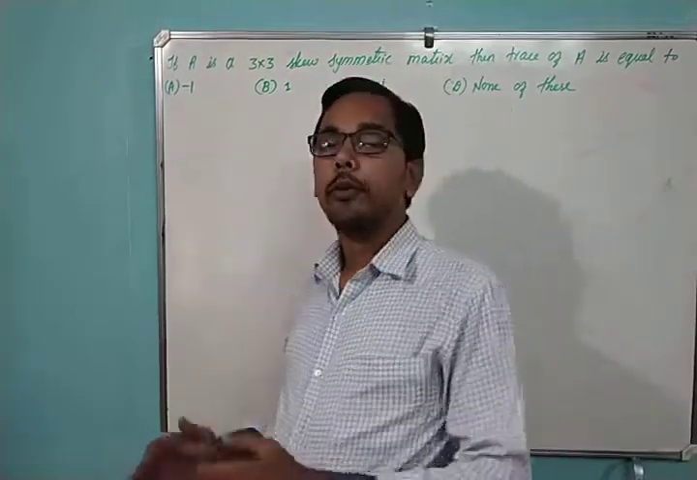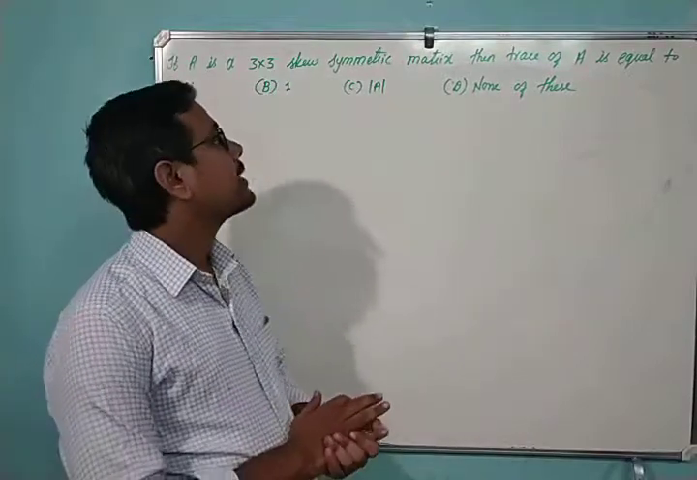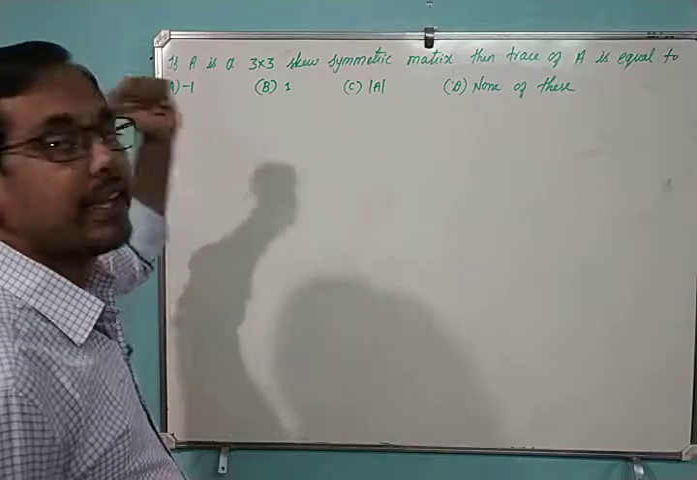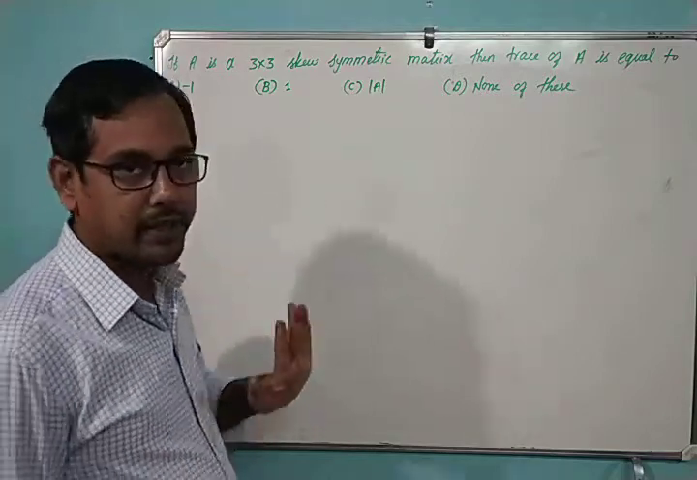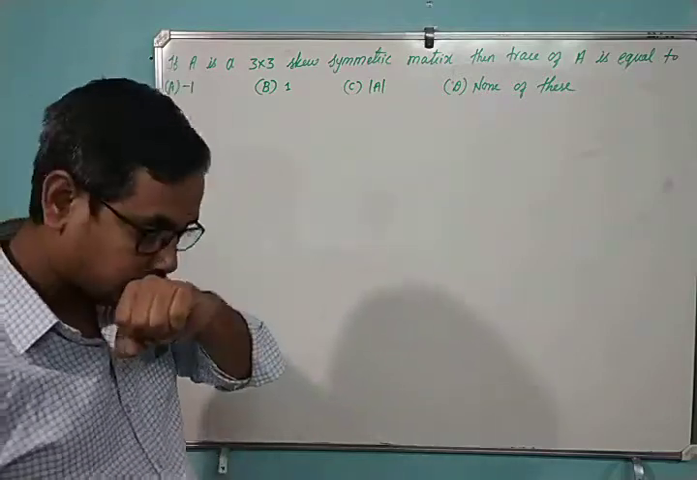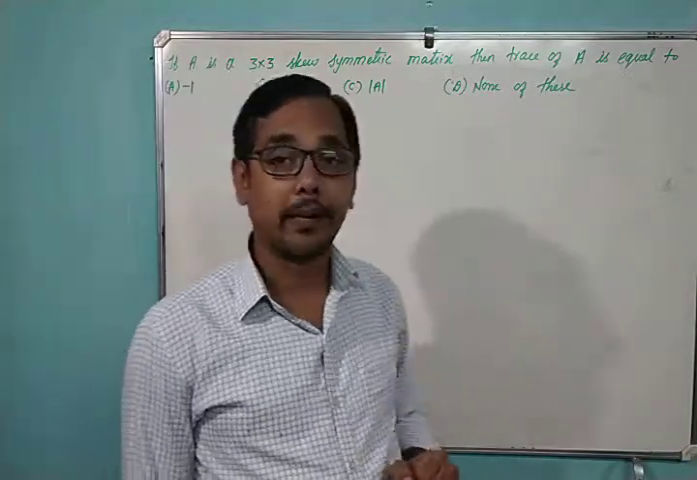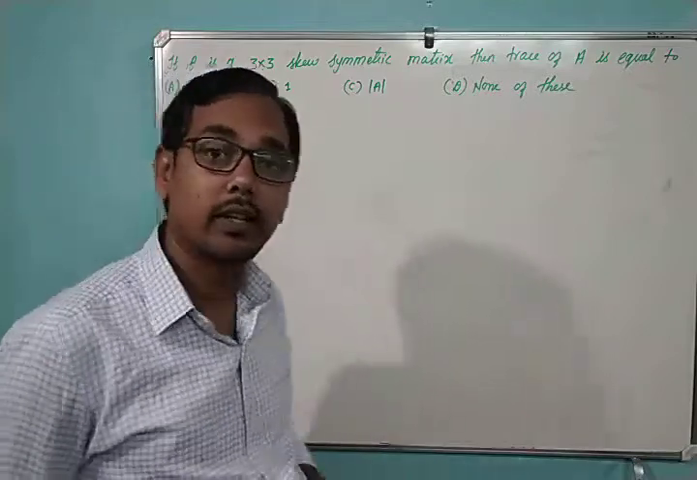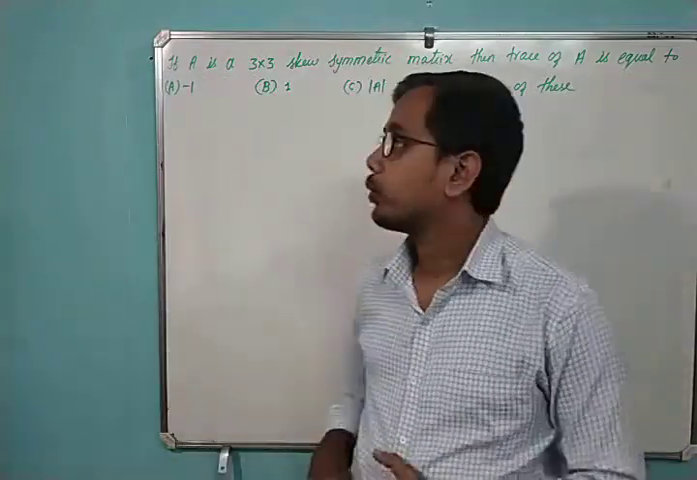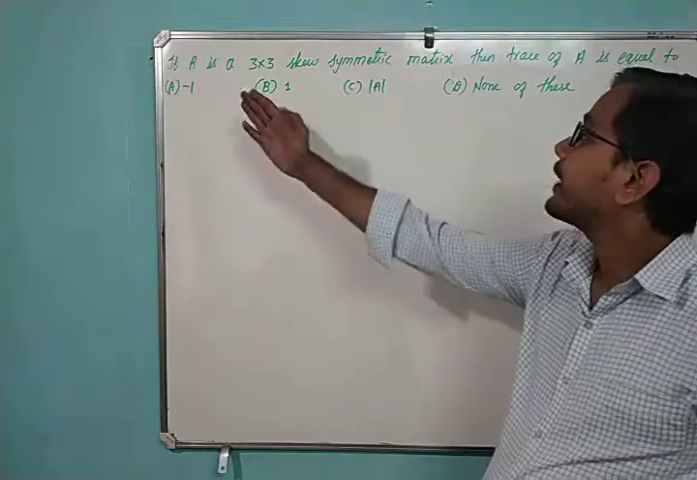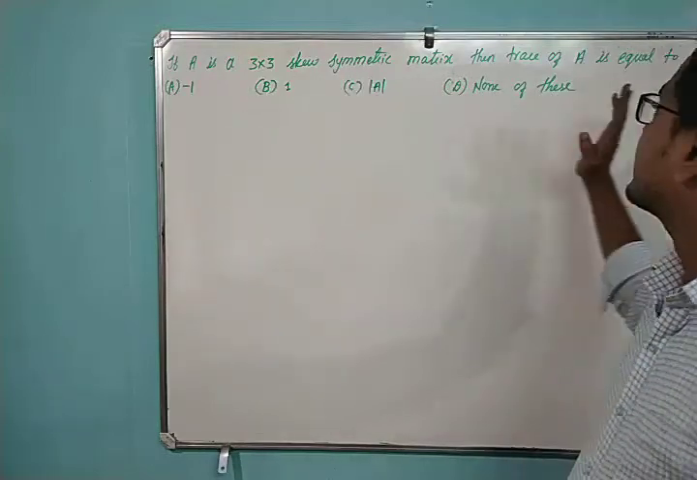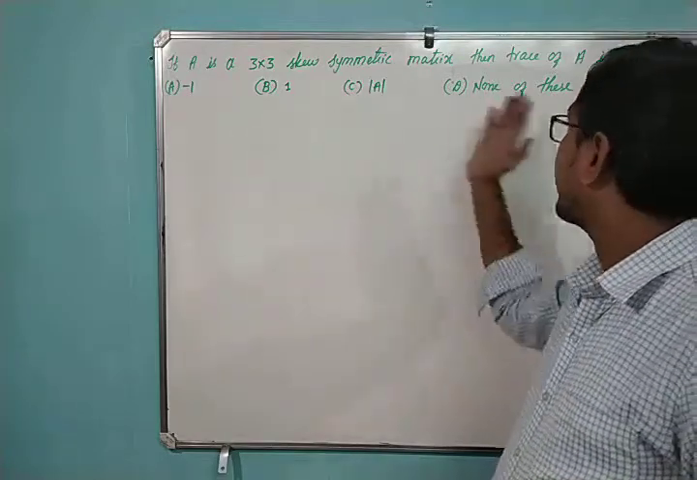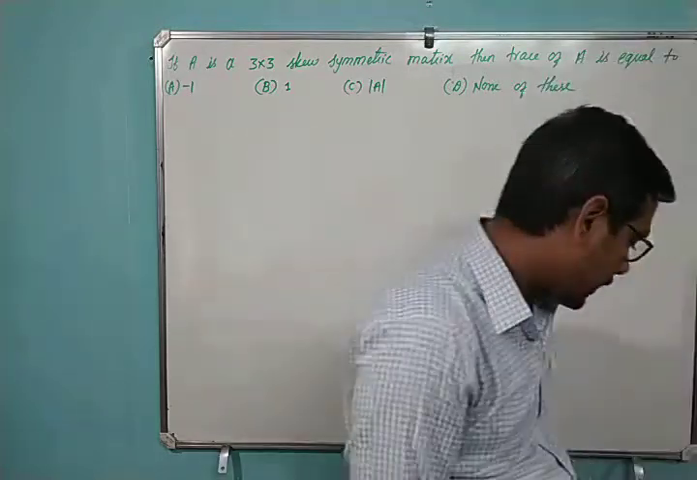Okay friends, I hope you have understood the previous problem. Let's take up one more example. What they have given here is: if A is a 3 cross 3 skew symmetric matrix, then trace of A is equal to what? Friends, whatever we are solving here, all are different types, you can feel it. Options are given as -1, 1, determinant A, and none of these.